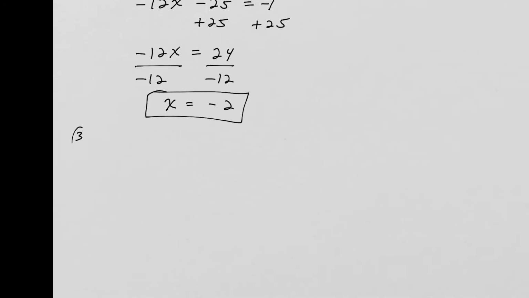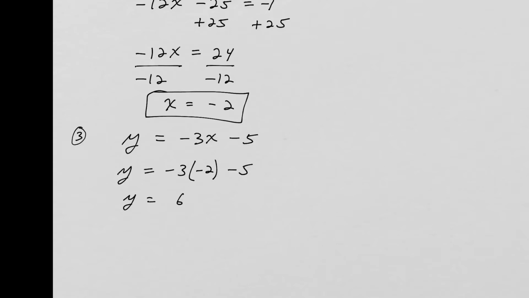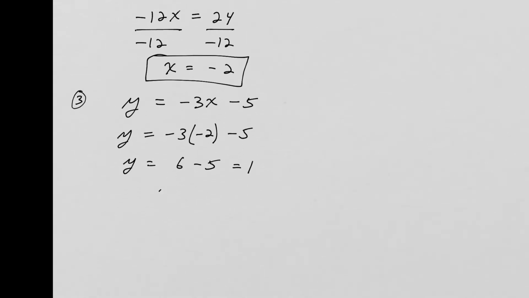So this is step 3. I'm going to use the y equals negative 3x minus 5. Remember, this is just my second equation that I rearranged. I solved it for y. So I have y equals negative 3 times x, which is now negative 2. Well, this is really 6. Negative 3 times negative 2 is positive 6 minus 5. So y is going to equal 1. So x equals negative 2, y equals positive 1.